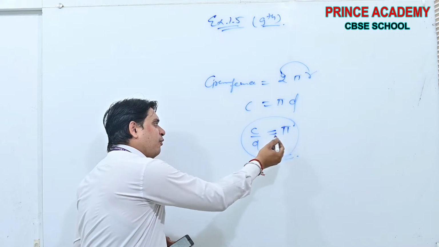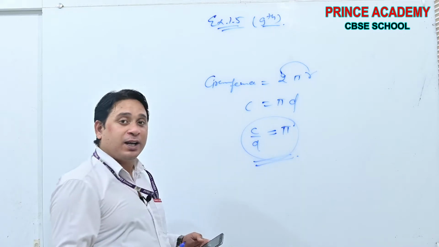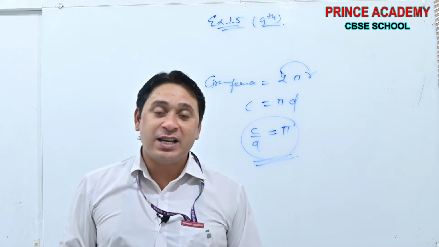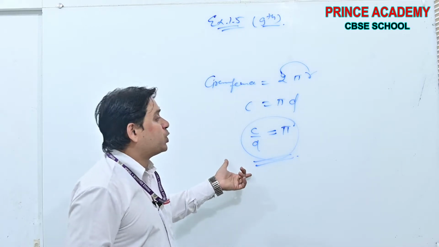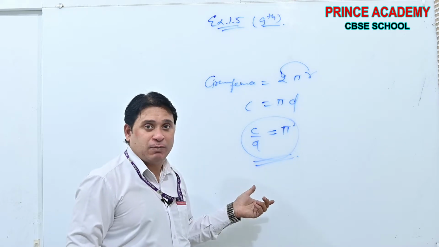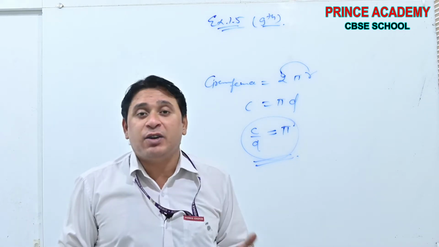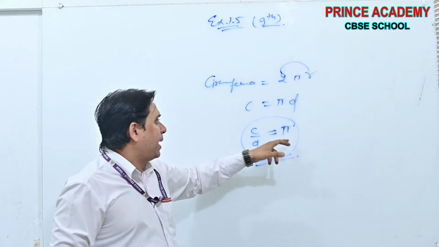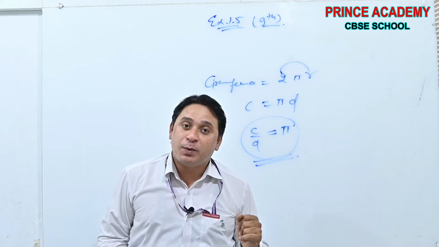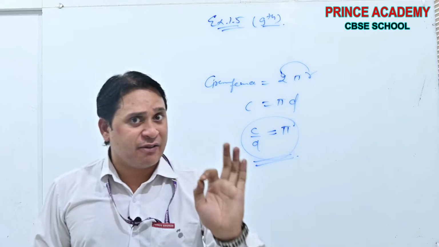Whatever is the value of pi, if it is in p by q form, it should be rational, but we are saying pi is irrational. Then how is it possible? It is a contradiction. We are saying pi is irrational, but according to the formula, pi is c by d. How is it possible? Don't worry, I have given you the answer.